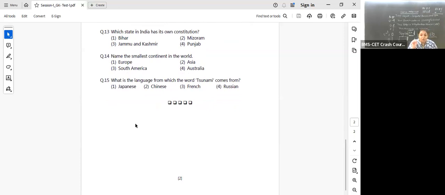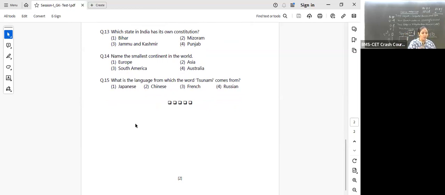You don't have to alter your answers. You have to correct your answers and write the score on the top. Okay? You have to be honest with yourself. Then, what is the language from which the word tsunami comes? Japanese. Yes, online correct. Anybody else? Friends? Japanese. Of course, it's Japanese.